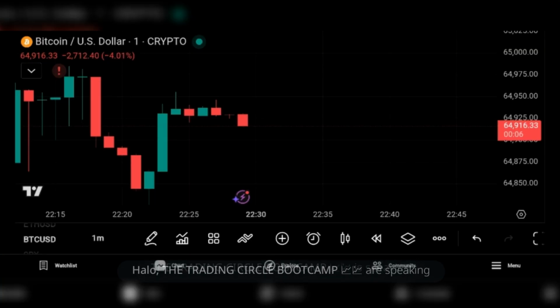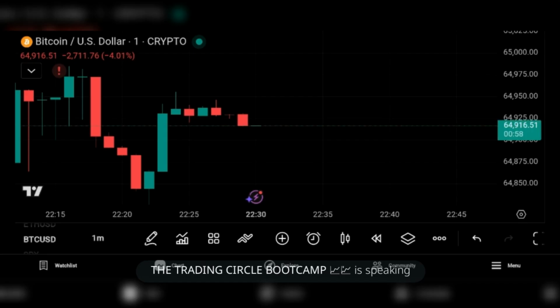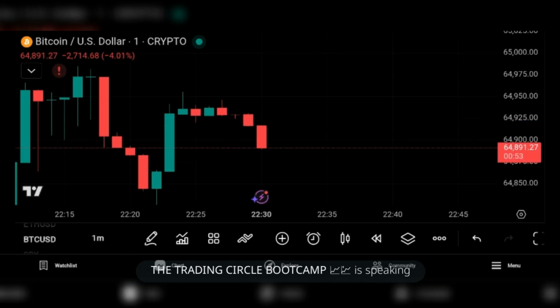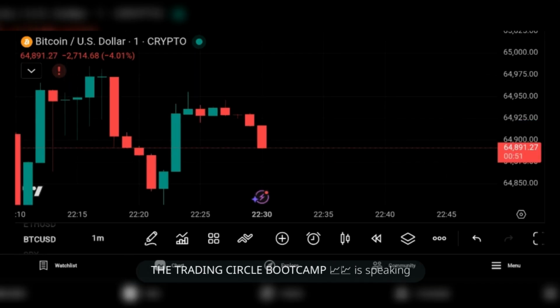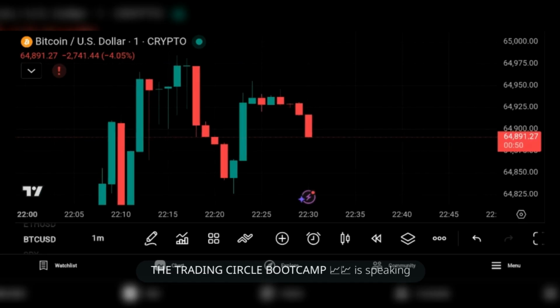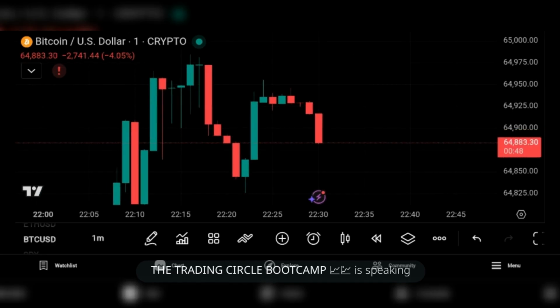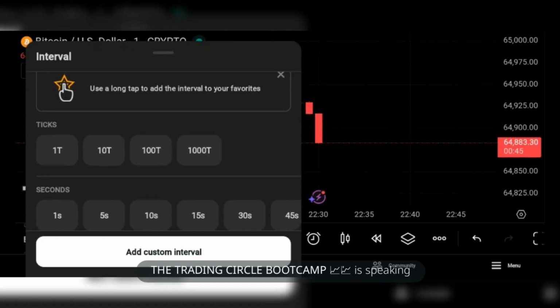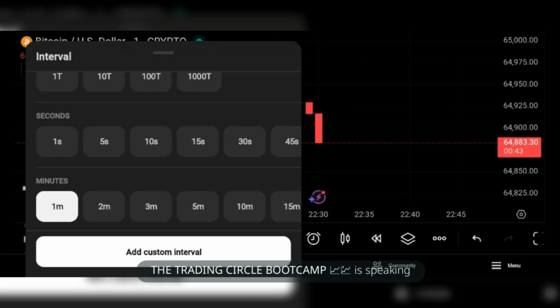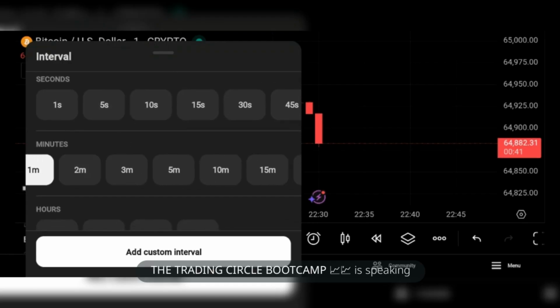7 seconds. 6, 5, 4, 3, 2, 1, 0. Another candle is going to start. Do you see that right there? So this is how candlestick works. On the 1 minute time frame, every 1 minute a new candle is going to start. You can choose seconds, but we don't use seconds to analyze.